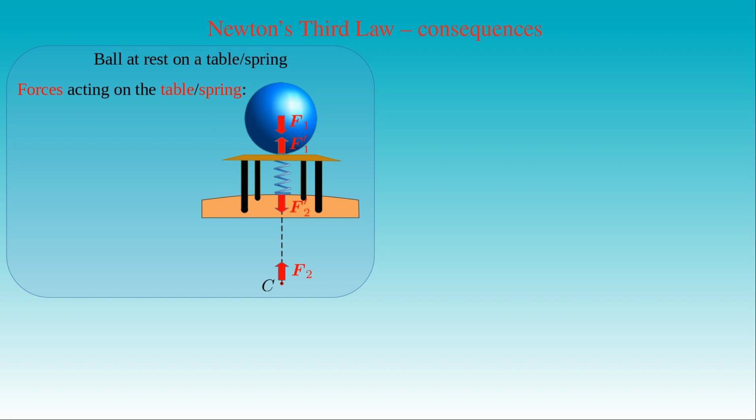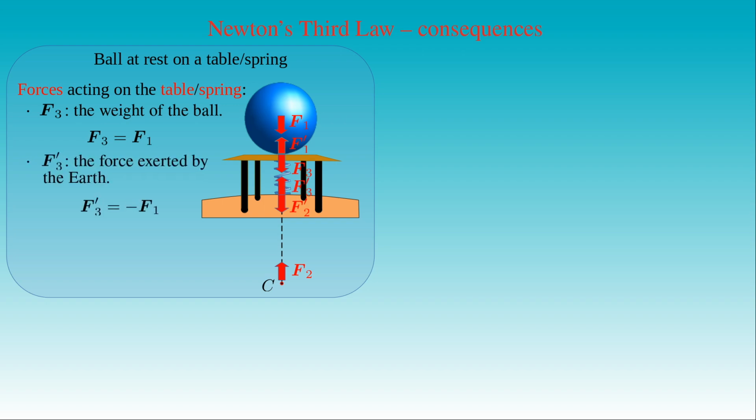The force F3 is the weight of the ball, which is equal to the gravitational force F1, and the force F3' exerted by the Earth, which is equal to minus F1. These forces press the table or the spring, which remains at rest. We draw the forces F2' and F3' along the axis of the spring. When the ball is at rest on the table, these forces are the vector sum of the forces acting along the legs of the table.